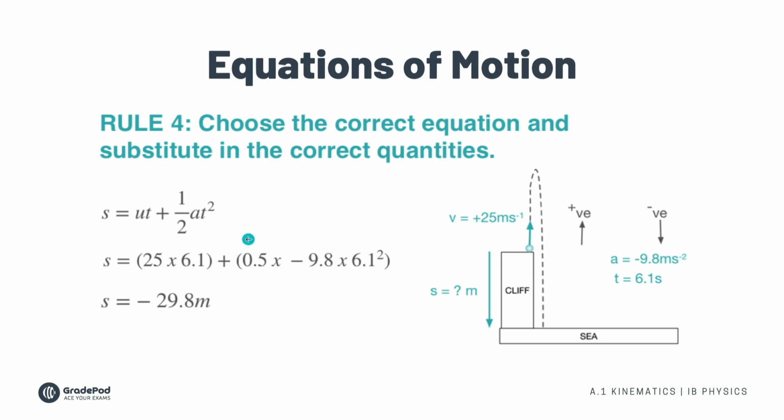So we've used S equals UT plus a half AT squared. We've popped all those numbers in, remembering the negatives where appropriate, and we come up with the answer of S equals minus 29.8 metres. Does that make sense? Yes, because it's 29.8 metres below, downwards of the cliff. So that makes complete and utter sense.